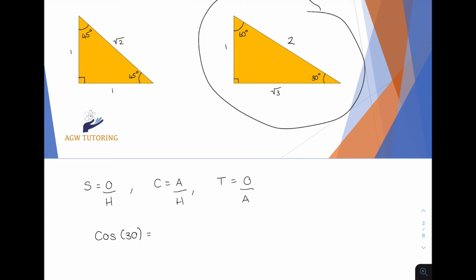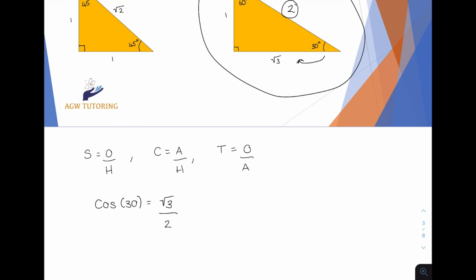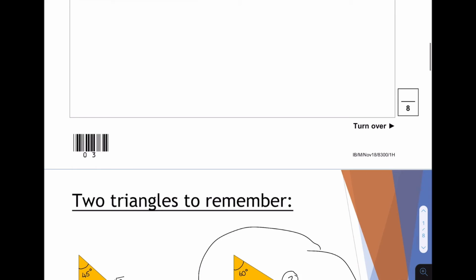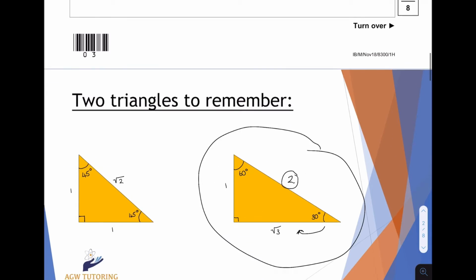So the adjacent value is the value that's next to the angle. So we've got this root 3 over the hypotenuse, and the hypotenuse is the long side here. So we've got 2. And that's our answer. Cos 30 equals root 3 over 2, which is one of the options given in the question.